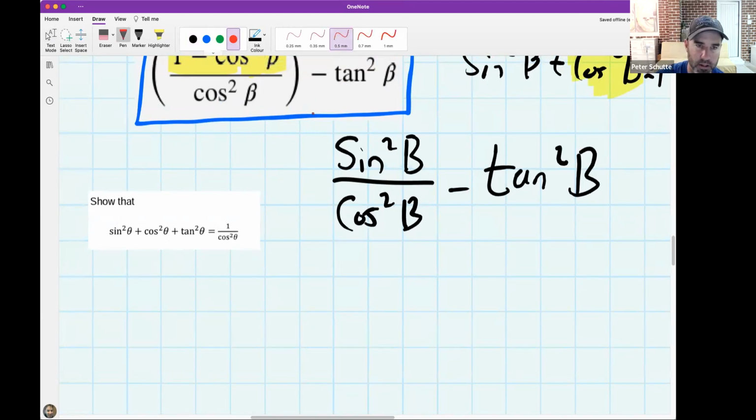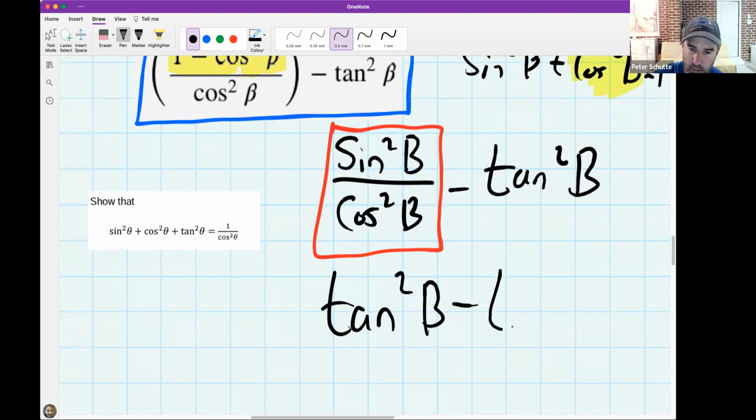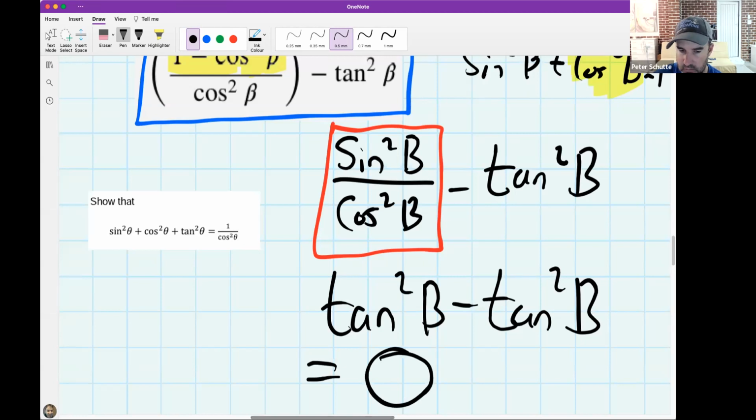Okay. Now the second bit is, what is sine squared b over cos squared b? Well, that is an example of the quotient identity, and so that is going to be the same as tan squared b. But what is tan squared b minus tan squared b? Well, anything minus itself is just going to be 0. And so that's it.